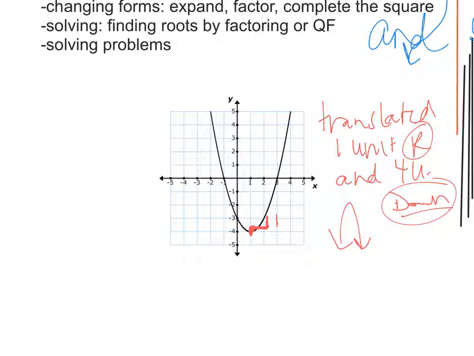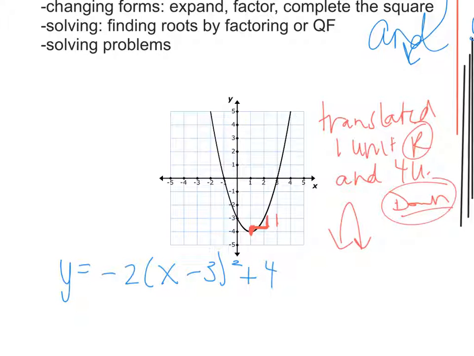Let's add in one more equation where it is stretched vertically and reflected, because we haven't talked about those yet. So y equals -2 bracket x minus 3 squared plus 4. For the transformations of this parabola, we're going to look at the equation left to right, in order. The negative sign we'll talk about first, then the 2, then the -3, then the +4.